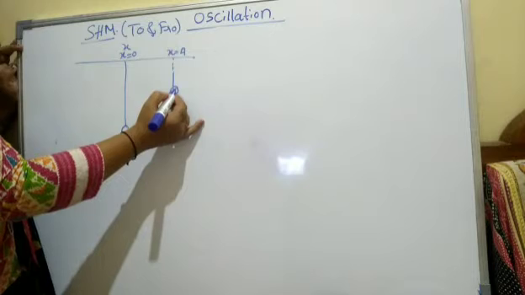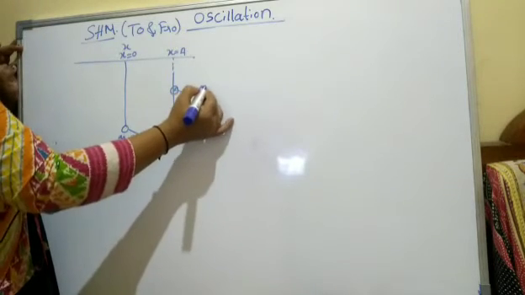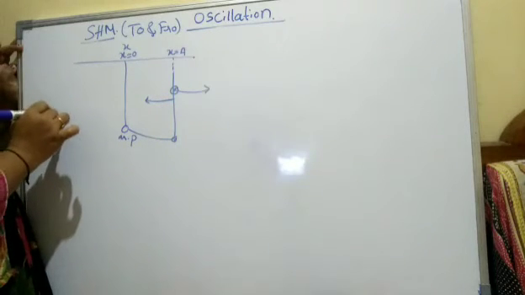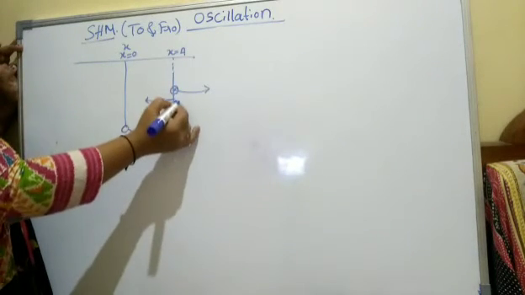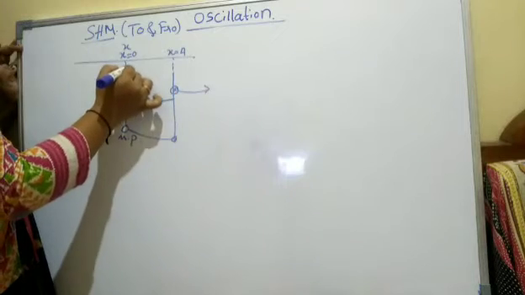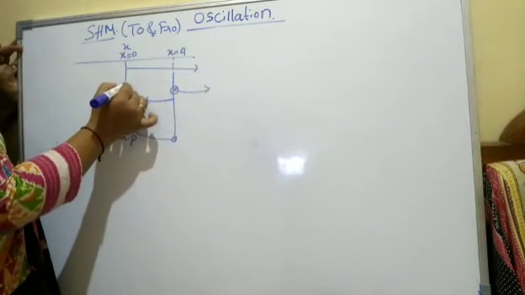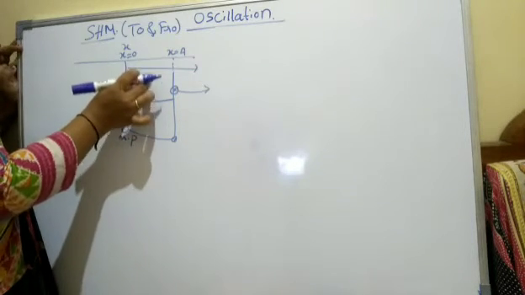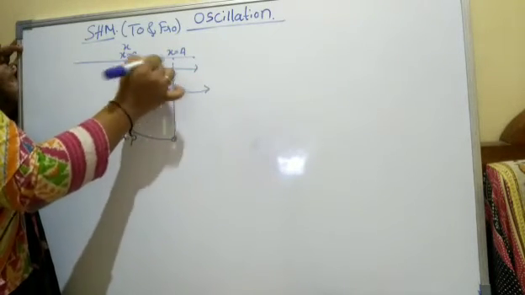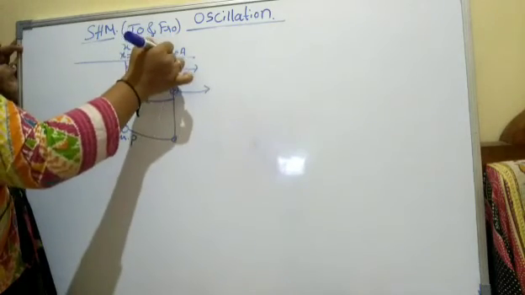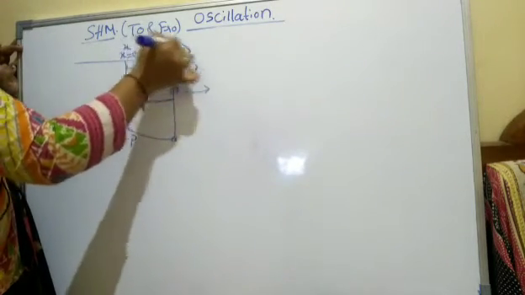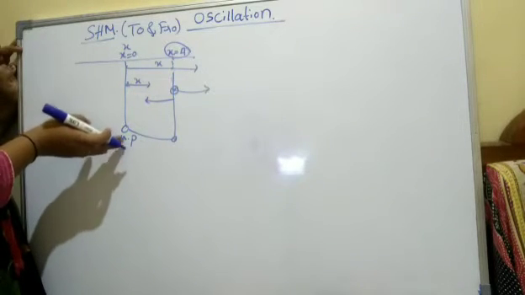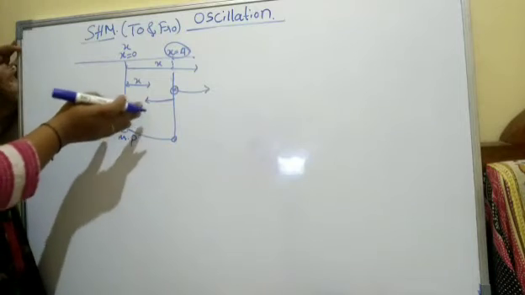Once it is showing the simple harmonic motion, it may move towards this side or it may move towards this side. The displacement is measured from the mean position; x will be measured from the mean position here. But the particle is at the extreme position with respect to the mean position of the particle.